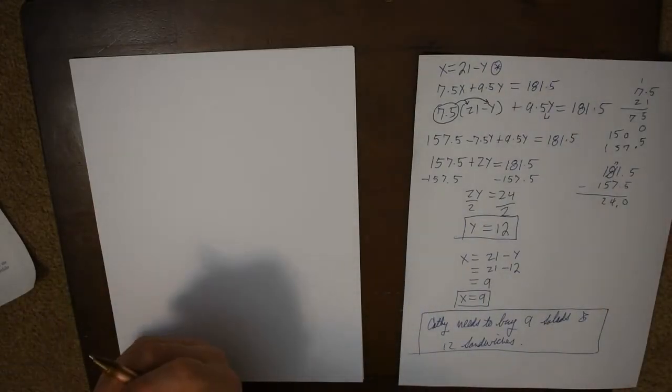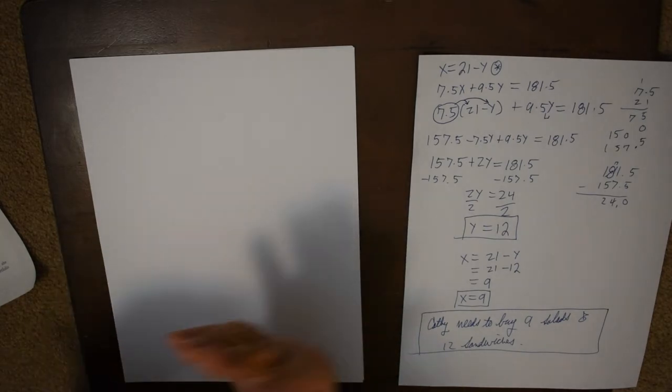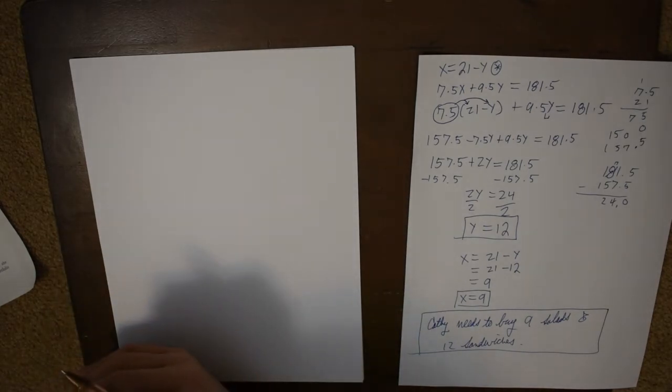So let's do another example. This one's going to be a little bit different. This is also what I would consider a total value problem. It definitely has elements of mixture problems. Let's just go over it.